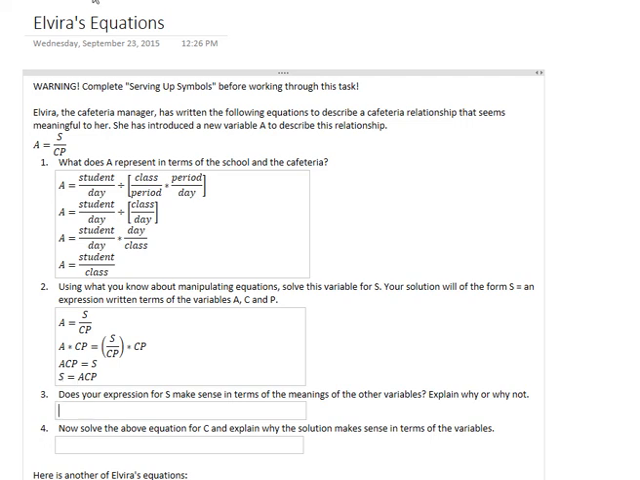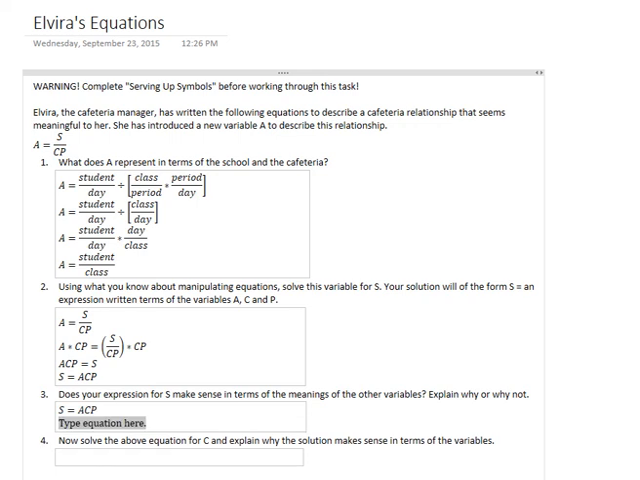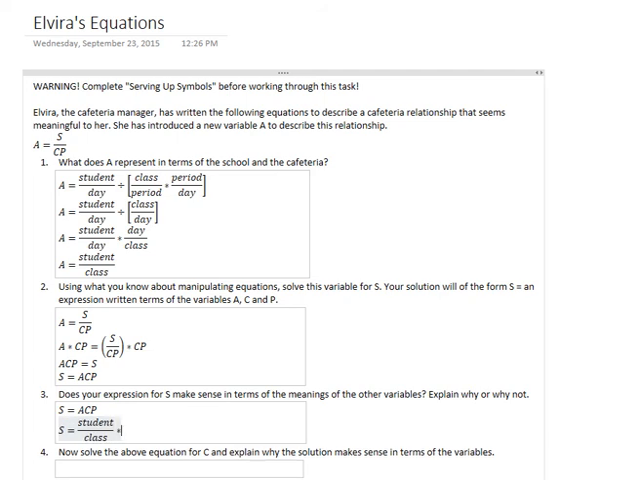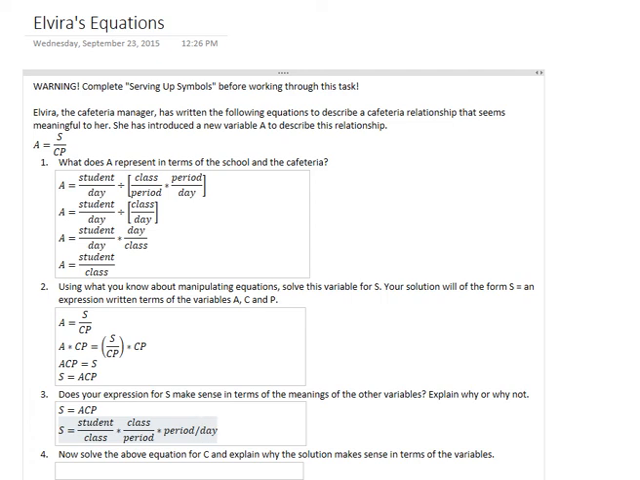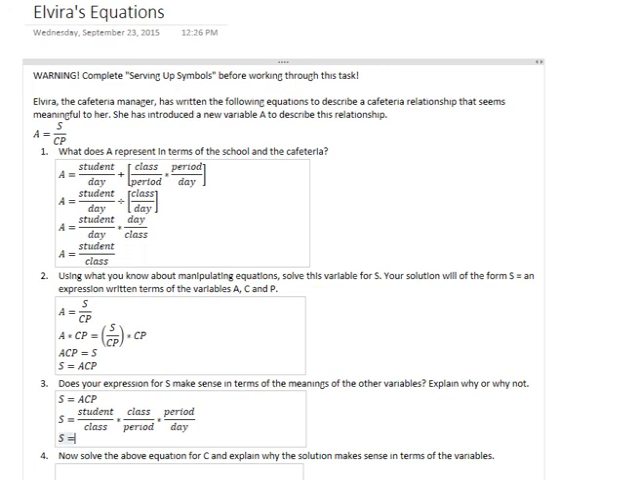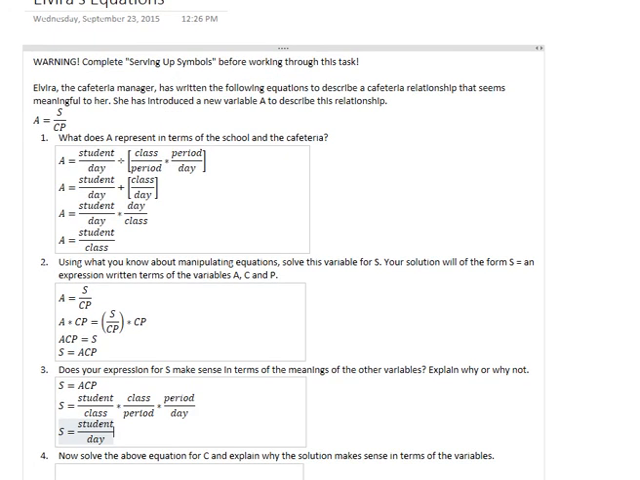What we're going to do is take this equation, S equals ACP, and substitute in those rate units so that we can make sure everything cross-cancels like it should. We have S equals student per class times class per period times period per day. I see a lot of cross-canceling. We can cross-cancel class. We can also cross-cancel period. What we're left with then is S equals student per day, which is exactly what we started with.